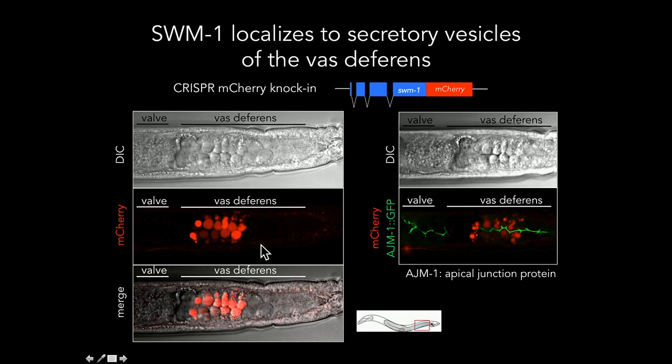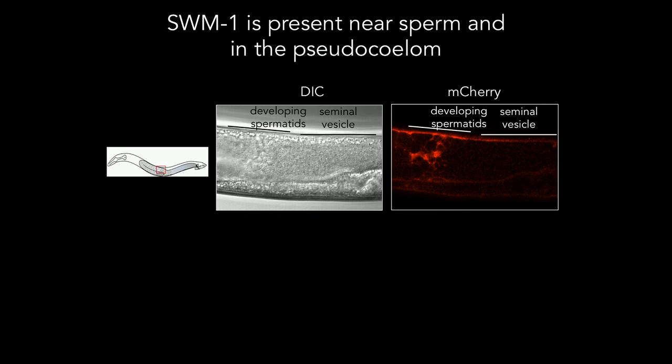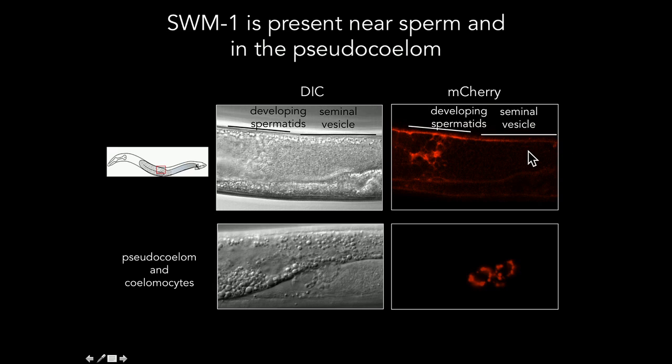In addition to localizing to the vas deferens, and in line with its role as an inhibitor of activation, I found that SWM-1 is present near sperm. Here we're looking at the seminal vesicle, and we can see that SWM-1 localizes in pools that surround developing spermatids. And it's also present faintly in the seminal vesicle. And also, lastly, SWM-1 is a secreted protein, and I see that it is present within the pseudocoelom and can see that coelomocytes take it up.